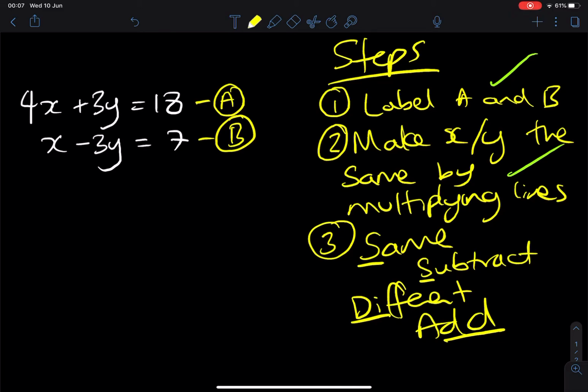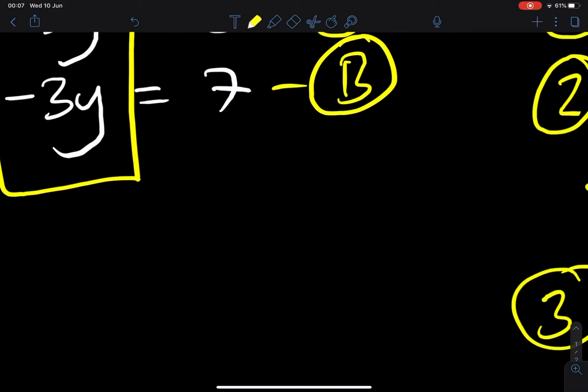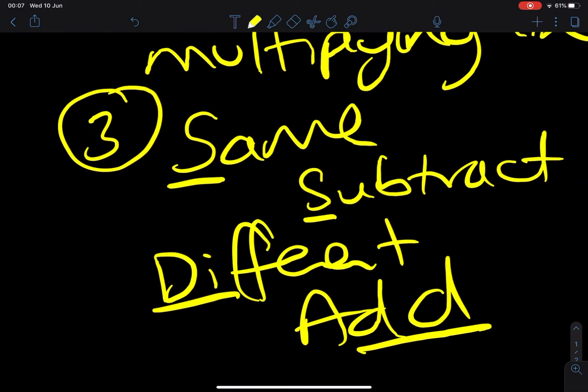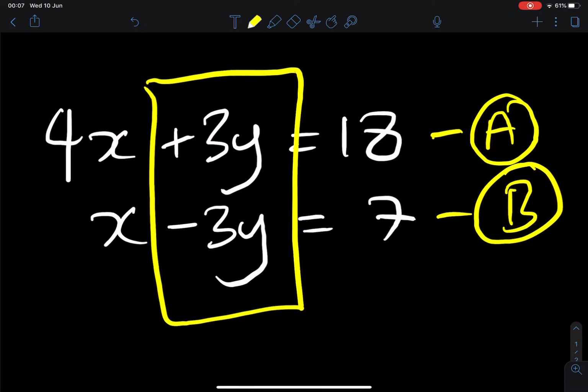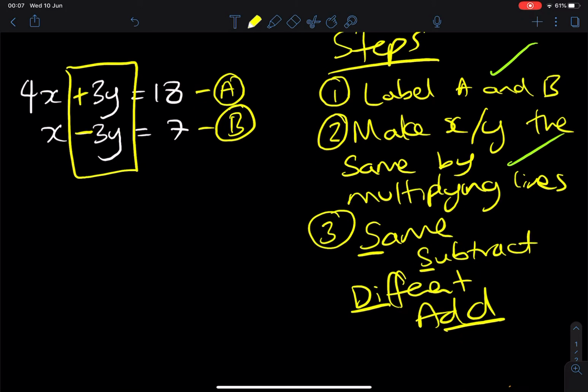So what that's referring to is once I have made one of the variables the same, I look at the signs before them. If the sign before both of them are the same, you subtract. If they're different, you add. So as you can clearly tell, one is a positive, one is a negative, therefore they are different. So in this case, what that means is I am going to actually add. So we'll put an add sign there and do this.